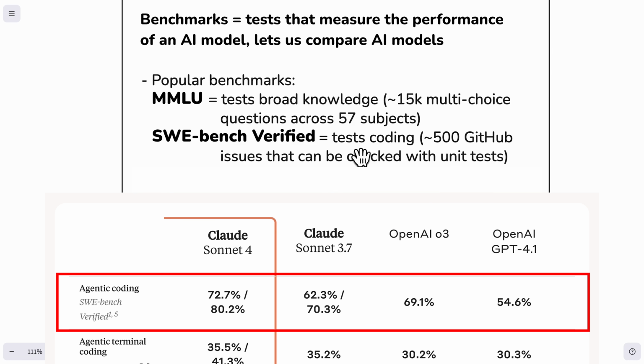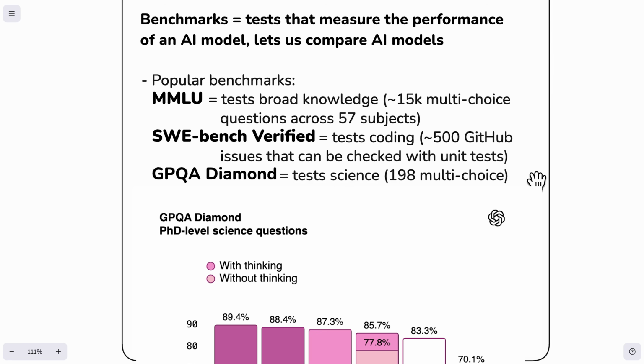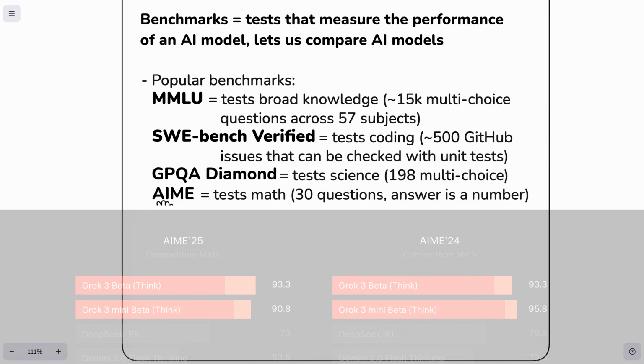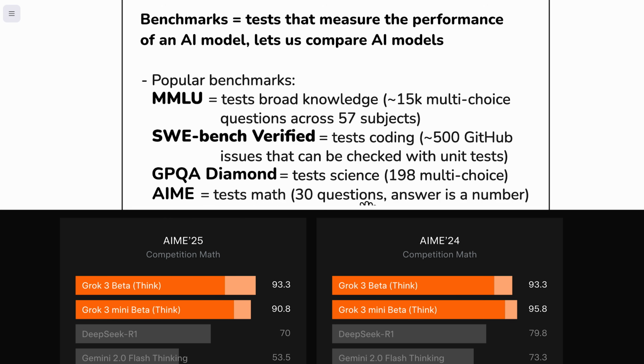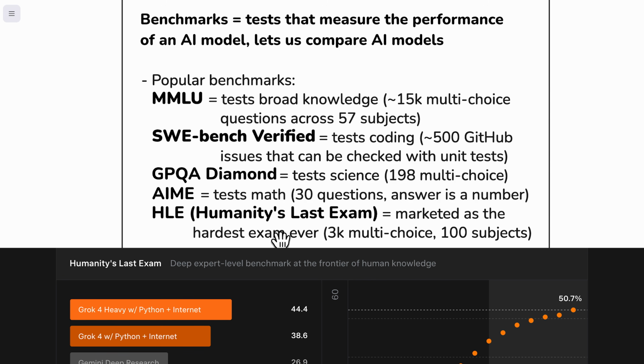This benchmark tests coding by letting the AI solve around 500 GitHub issues, and the code can be checked with unit tests. Another popular one is GPQA Diamond, which tests science with 198 multiple choice questions. AIME, which tests math with 30 questions where the answer is a number between 0 and 999. And HLE, or Humanity's Last Exam, which is often marketed as the hardest exam ever.